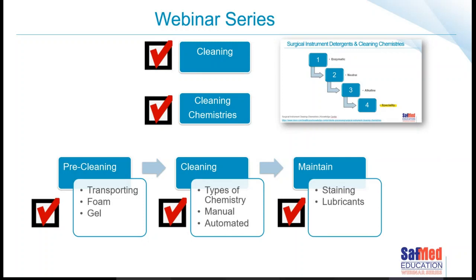We need to make use of cleaning chemistries that are going to do the right thing, that are going to keep our instruments moist in the cleaning process, that are going to help break down the right type of soils, they're going to work correctly with our right type of washer, and that we also have the right kind of chemistries available to help maintain our instruments, to manage staining and little bits of rust, as well as lubricate our instruments so that they perform correctly.